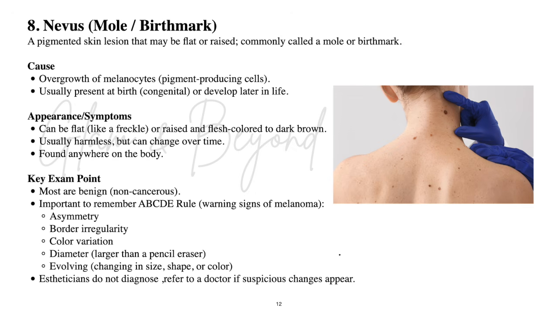So things you're looking for is A, asymmetry, B, for border irregularity, C will be color variation, D will be for diameter. Anything that is larger than a pencil eraser should definitely be considered looked at. E for evolving, changing in size, shape, or colors.